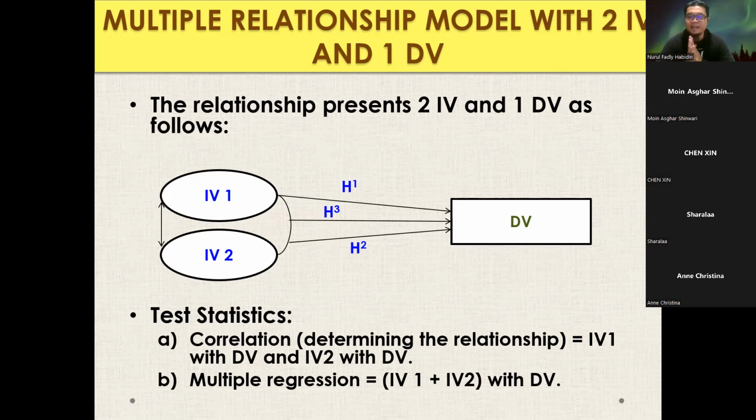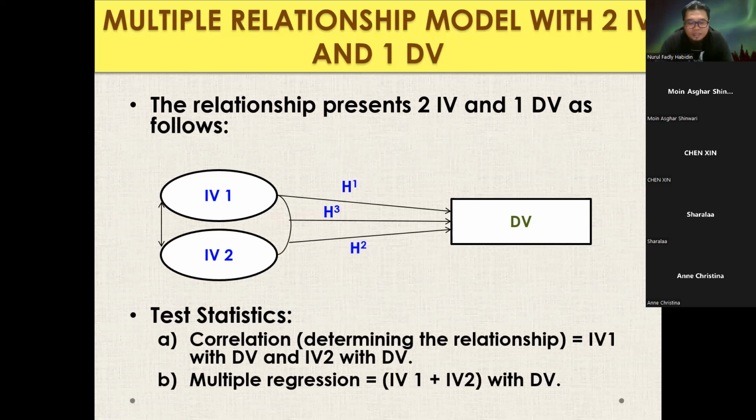So we call that direct relationship, direct influence, or direct effects from IV1 to DV and IV2 to DV, and at the same time IV1 and IV2 can be tested for correlation. So from this figure and this model, we can conclude that we can measure by correlation to determine the relationship between IV1 and DV, and IV2 and DV.